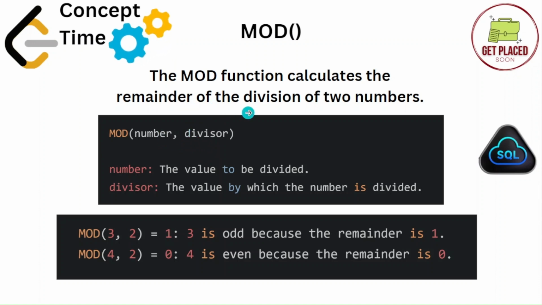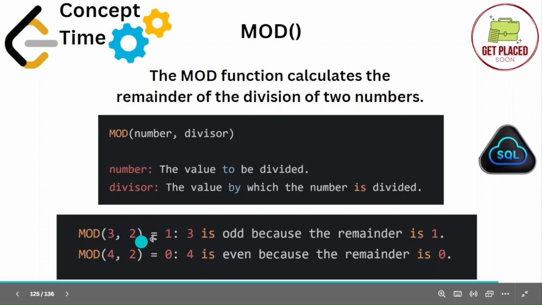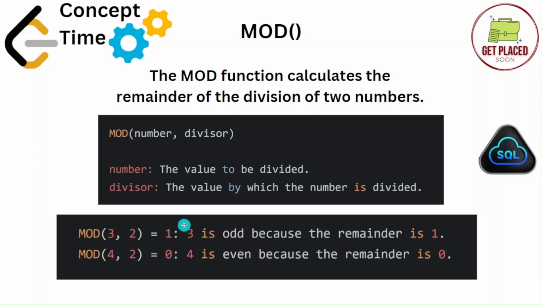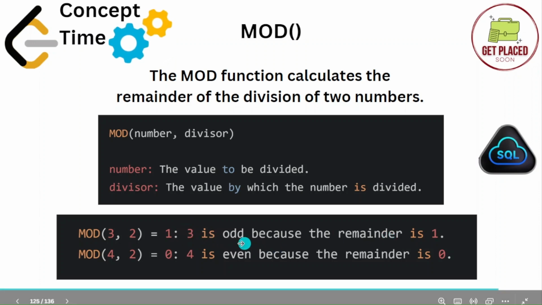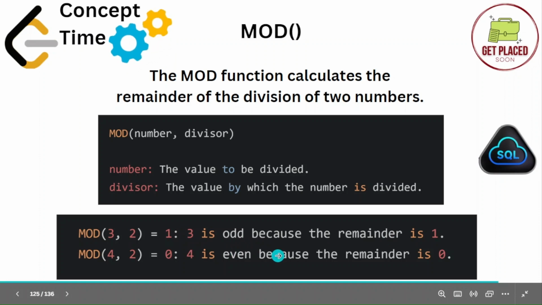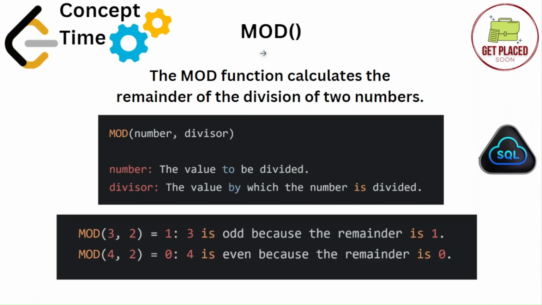For example, if you give 3, 2 to the mod function, the answer will be 1 because the remainder is 1. And if you give 4, 2, the remainder will be 0. If the remainder is 1, the number is odd. If the remainder is 0, the number is even. So we can use the mod function to check even and odd numbers. Other uses of the mod function include testing divisibility rules.